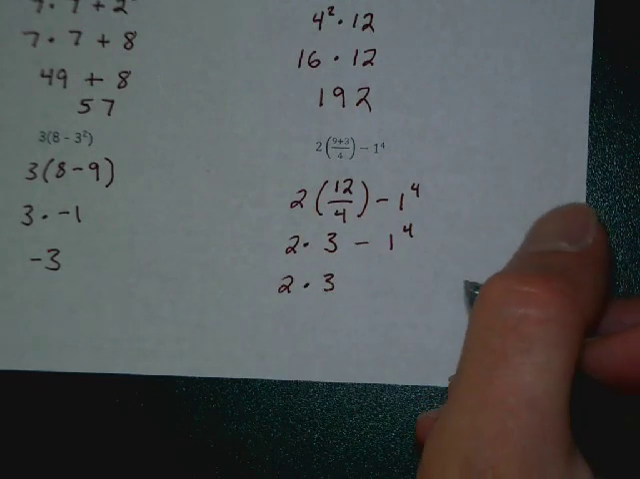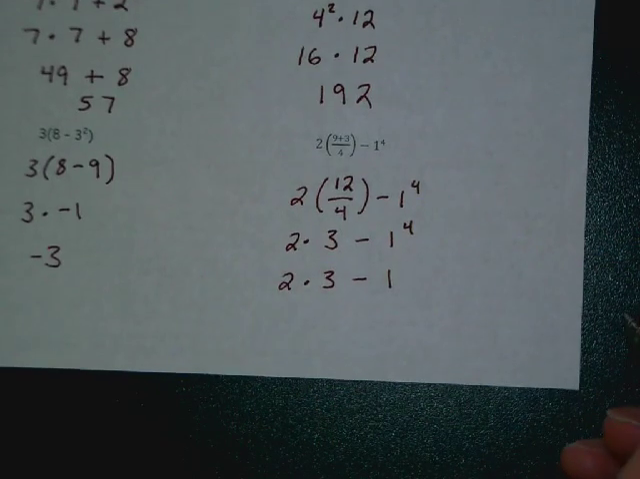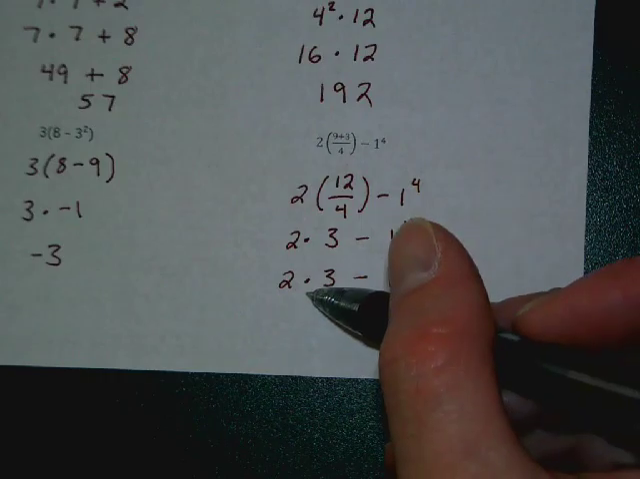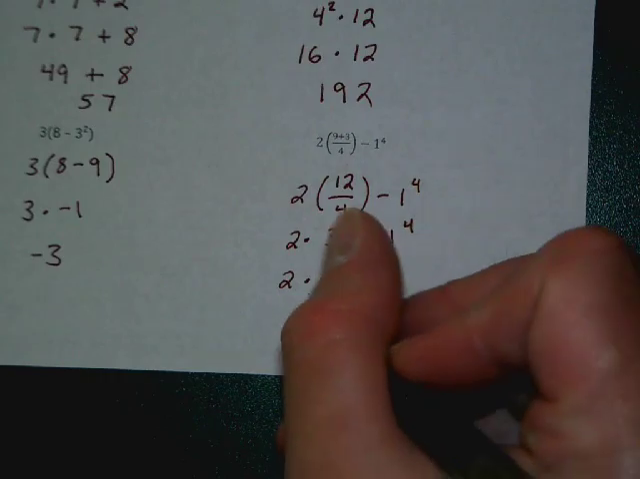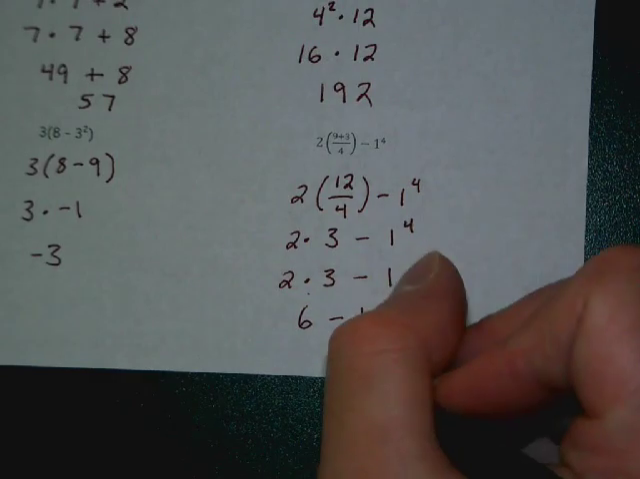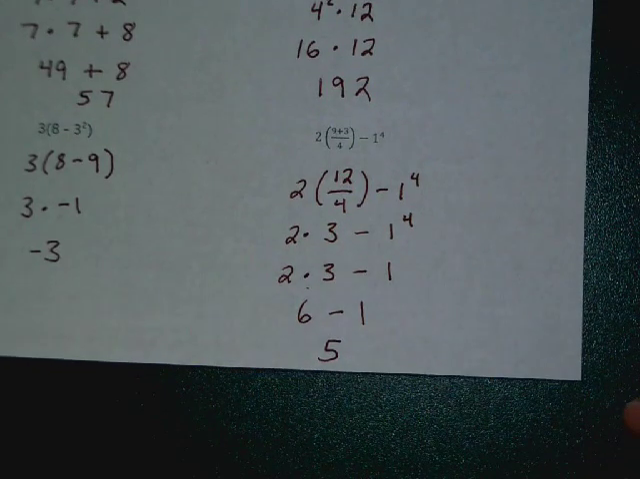Now we have exponents. What's 1 to any power? 1 times 1 times 1 times 1. Doesn't matter how many we go, we're going to get 1, right? So left we have multiplying and subtraction. So you would multiply first. So 2 times 3. And then we're left with 6 minus 1, which is going to give us 5. Any questions there?